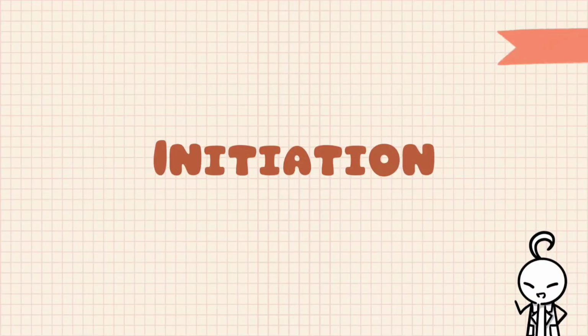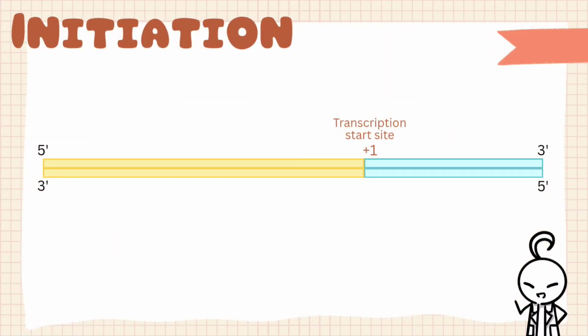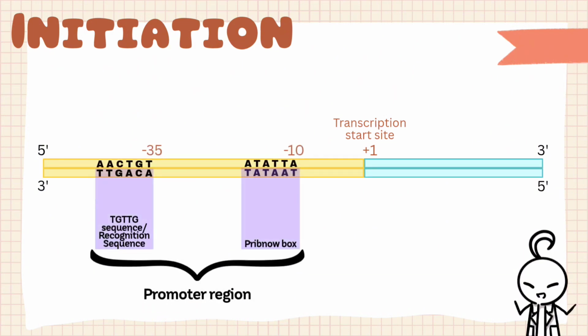Today's topic is transcription in prokaryotes. Let's start off with initiation. So in DNA, there will be two segments that act as the promoter, which are the Pribnow box and the TTGACA sequence. The TTGACA sequence mainly functions as a recognition sequence, while the AT-rich Pribnow box acts as the melting region.